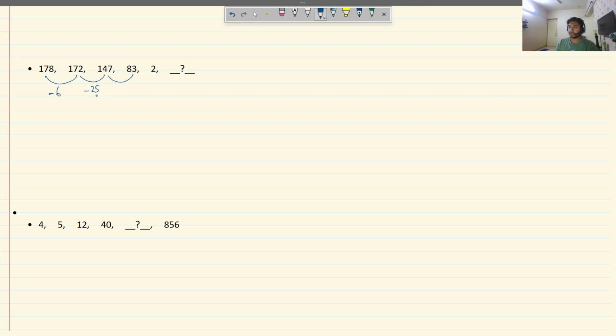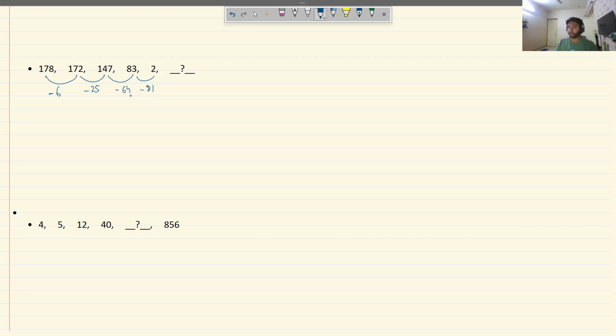Whenever I get a 25, I get happy because it's a square of 5. So we can start thinking in similar terms. 83 minus 147 is minus 64. Again 64. I'm happy about it because it is a perfect square, and 2 minus 83 is again minus 81. Great, again it is a perfect square.